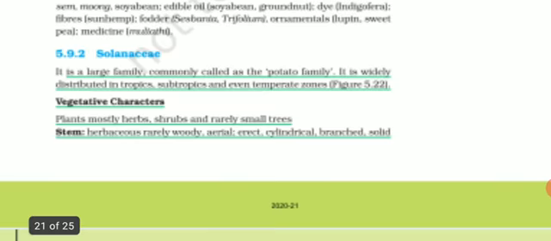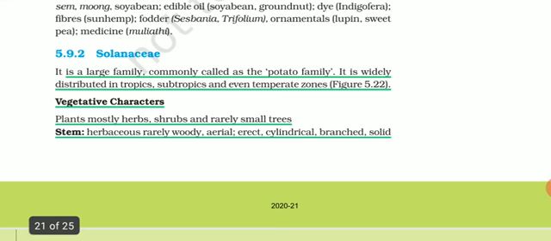They are widely distributed under every kind of climatic condition. They can be found in the tropics, where the temperature is high. Temperate zones are those where the temperature is low, and subtropics have average temperature. So they are widely distributed. First of all, vegetative characters will be discussed, followed by reproductive features.